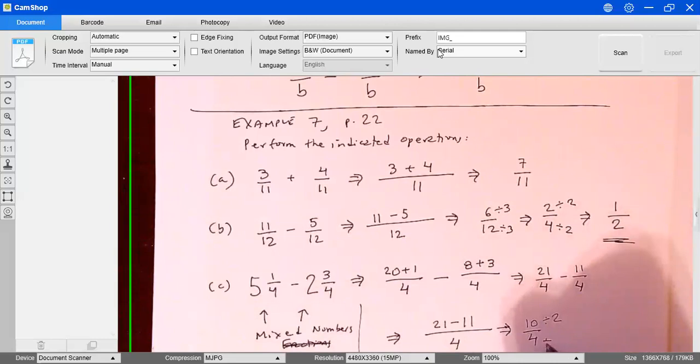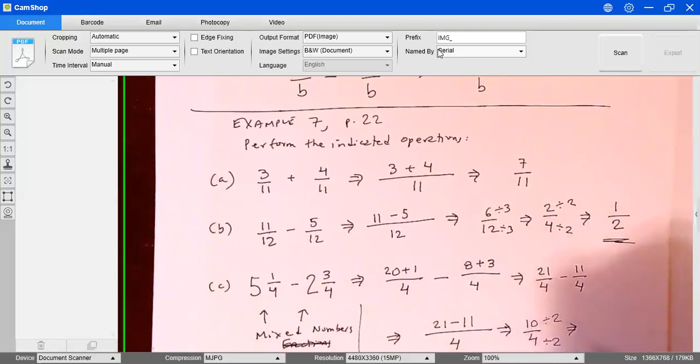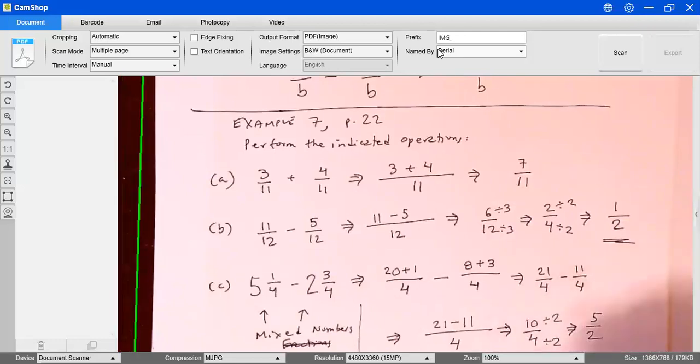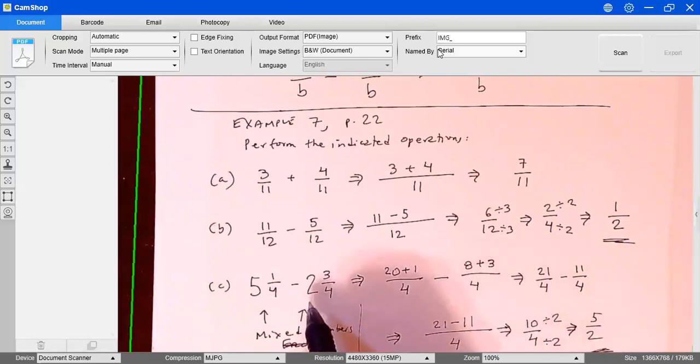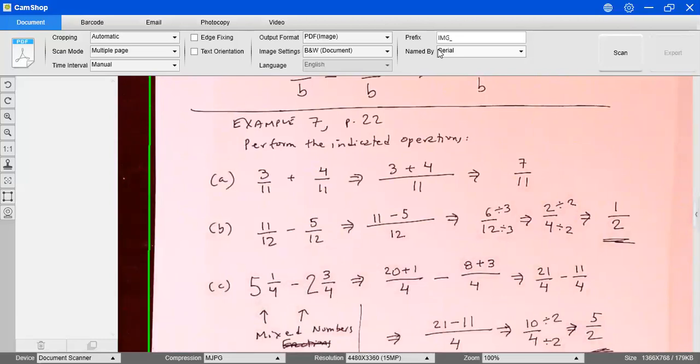So you divide by 2, both the numerator and the denominator. So you're gonna get 5 over 2. So this is the final answer for us. For the book, you need to convert this improper fraction into a mixed number again. But for us, that's what we need to know.